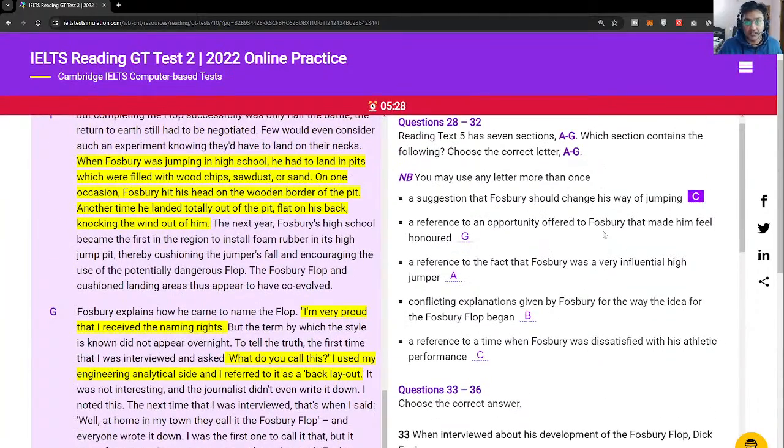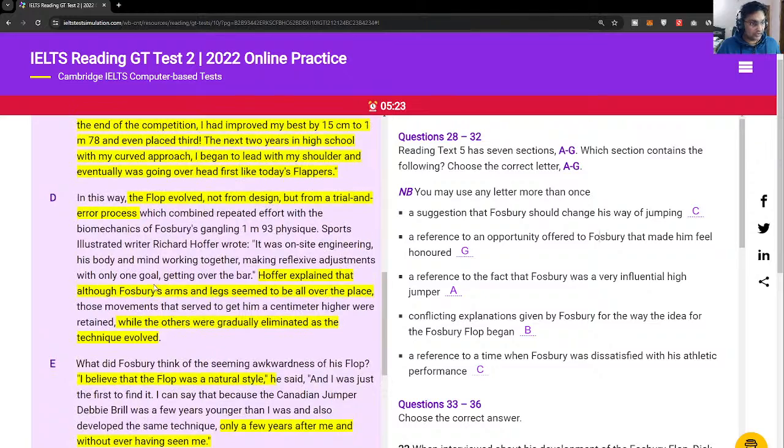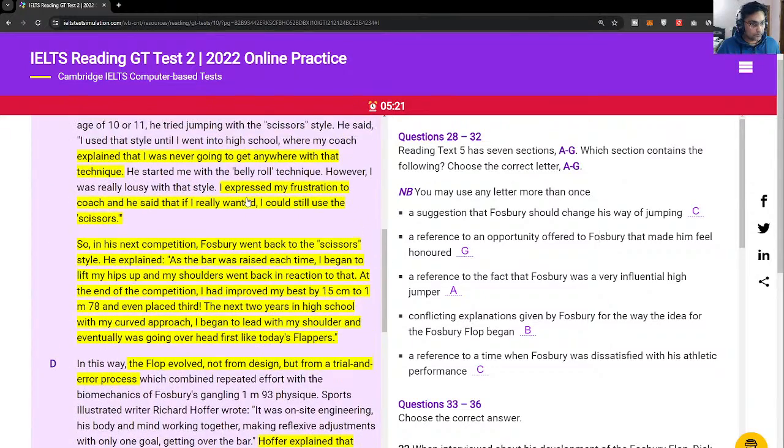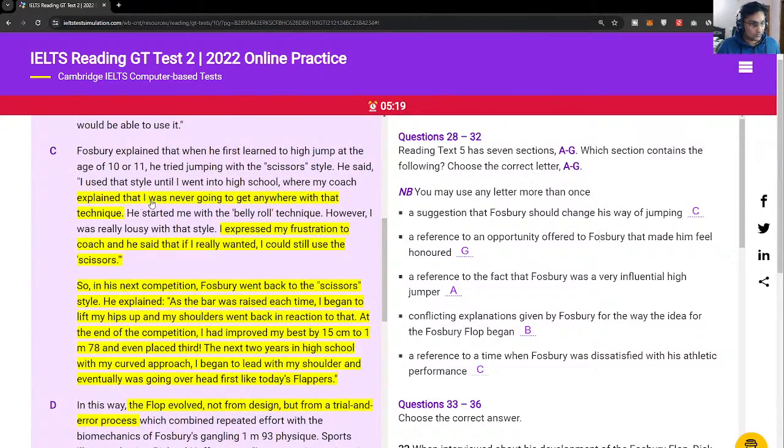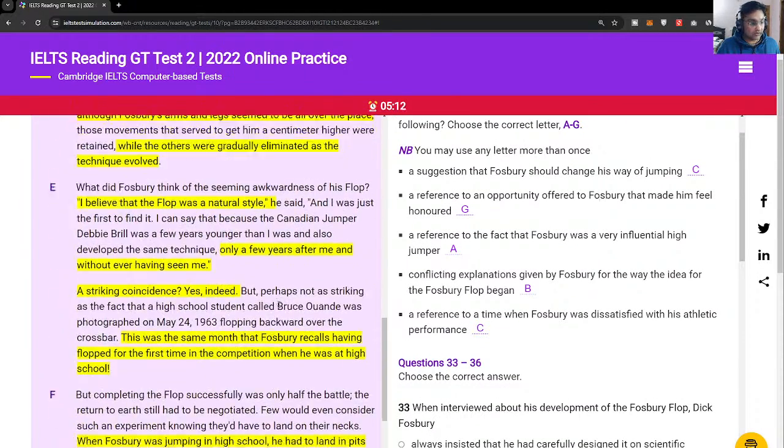Part 3. Okay, should change his way of jumping. Let's move on to C. I was never going to get anywhere with that technique. C. Reference to an opportunity offered to Fosbury that made him feel honored.